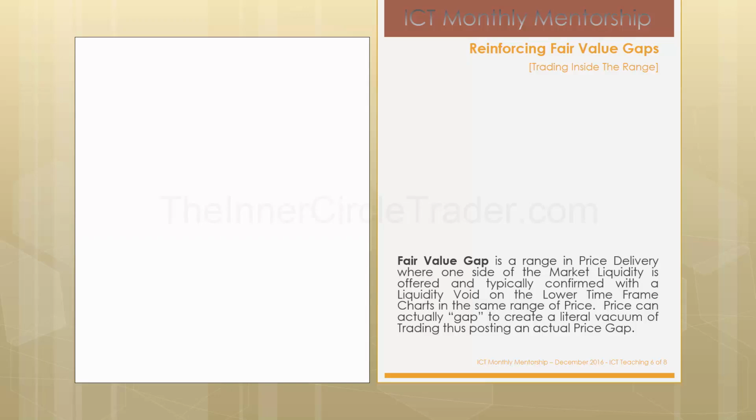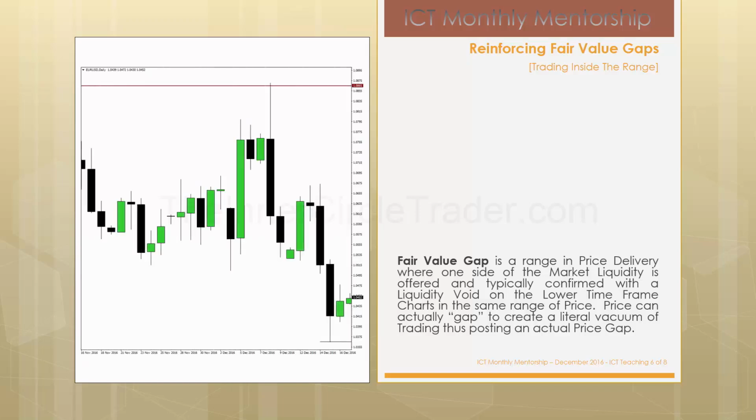Okay, what is a fair value gap? It is a range in price delivery where one side of the market liquidity is offered and typically confirmed with a liquidity void on the lower time frame charts in the same range of price. Price can actually gap to create a literal vacuum of trading, thus posting an actual price gap. Okay, let's take a look at a euro-dollar daily chart.